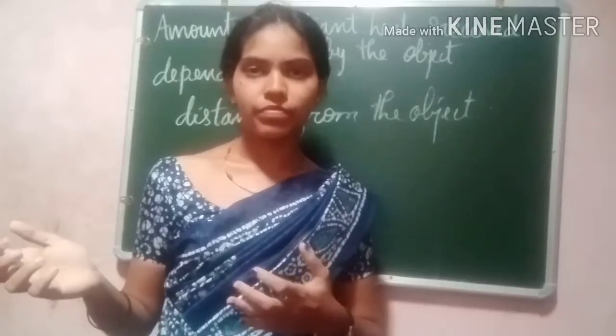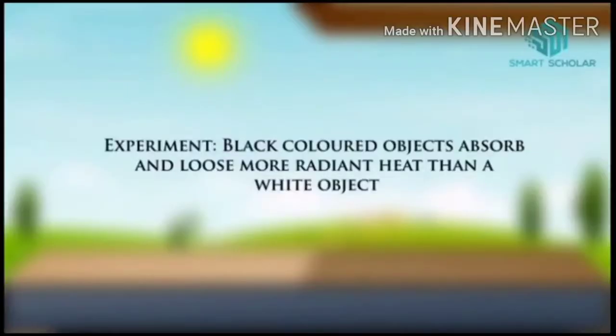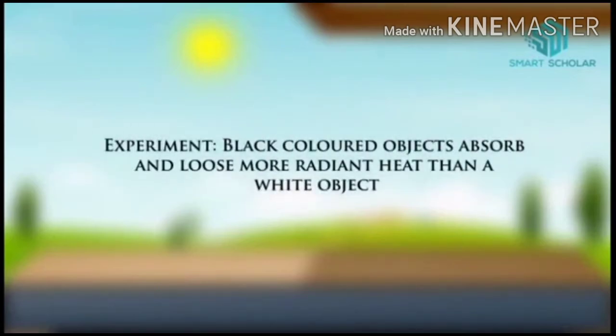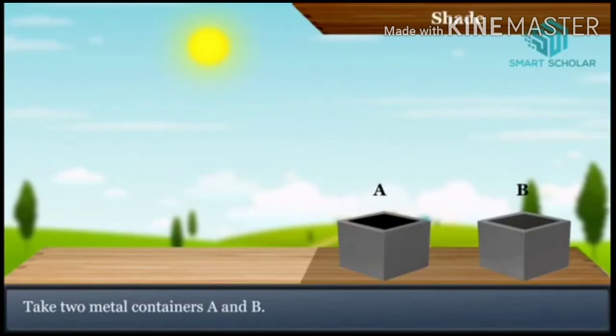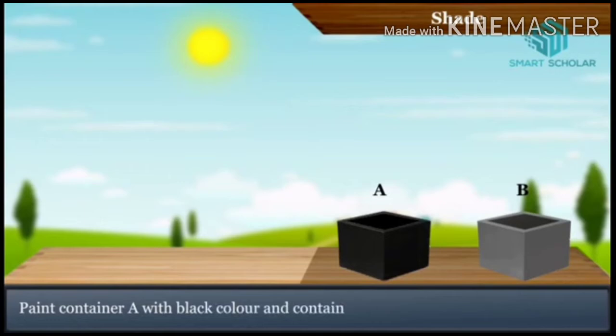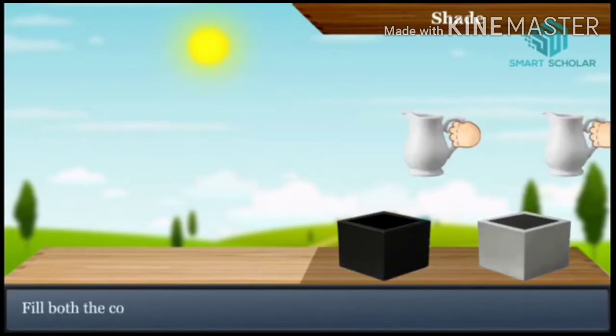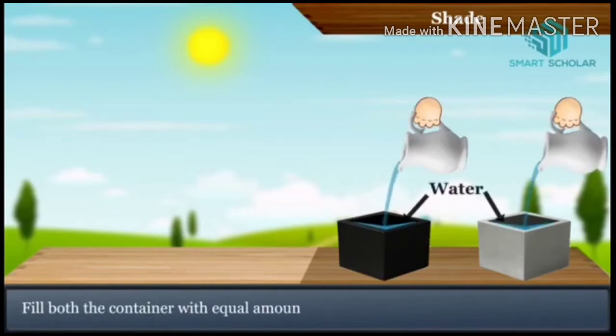Now let's conduct an activity to study the radiation from different surfaces, and how the radiation depends on the color of the object. Black color objects absorb and lose more radiant heat than a white object. Let us learn through an experiment. Take two metal containers, A and B. Paint container A with black color and container B with white. Fill both the containers with an equal amount of water.